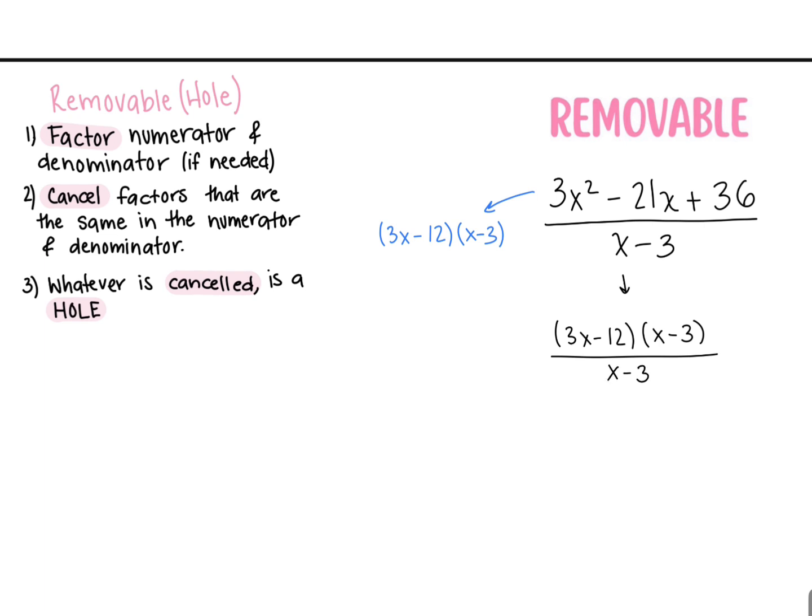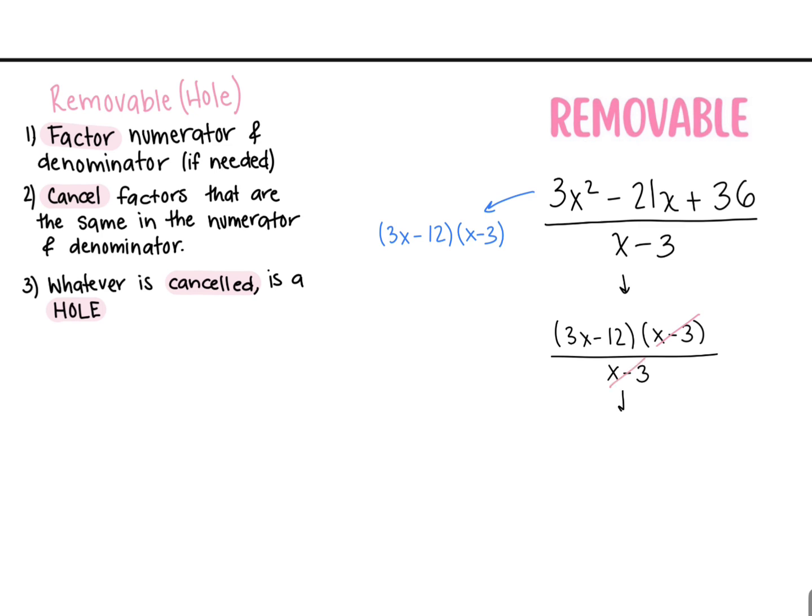Perfect. Let me follow step number 2 now. Step number 2 states cancel factors that are the same in the numerator and the denominator. Let's take a look at our factors. One of them is 3x minus 12. The other one is x minus 3. And then in our denominator, we have x minus 3. These two right here are the same, so they can be canceled out.